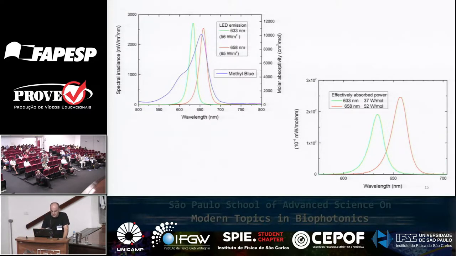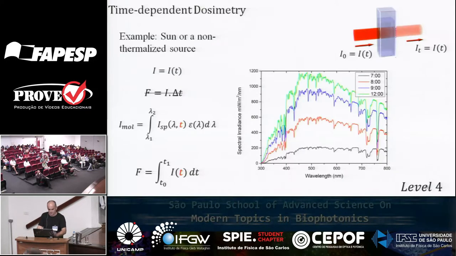If you do that, you can compare, for example, two LED systems. One is 633, another 658. These are very typical LED systems that you use in photodynamic therapy. But you have some similar peaks. If you integrate these values, you also have some different values, see? If you are interested in measuring how these different sources interact with your methylene blue, you can measure how many watts per mole per nanometer you are putting in each case. Integrating, you see some bigger differences in how many watts per mole you are putting on your sample.